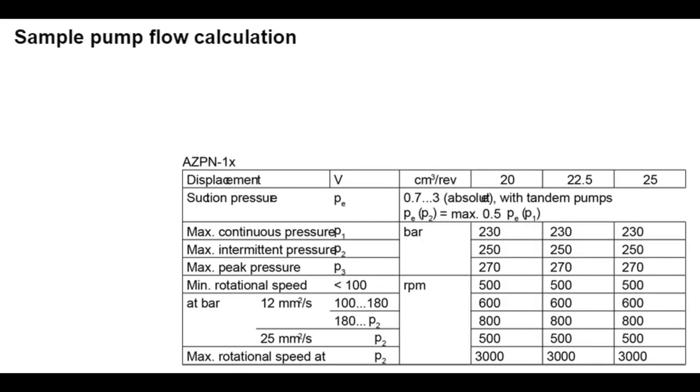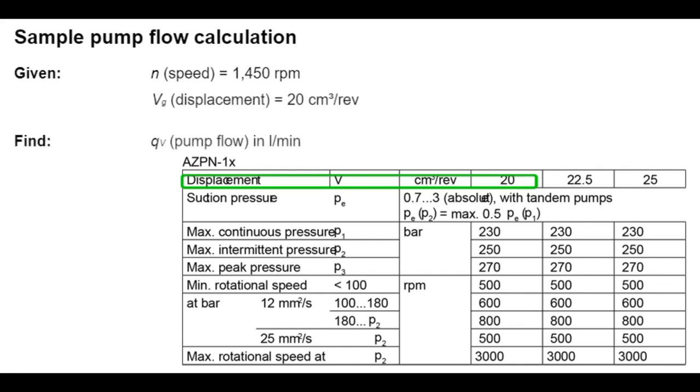Here is an example of a simple calculation. An external gear pump from the Rexroth range is operated at 1,450 revolutions per minute. The displacement per revolution is 20 cubic centimeters. We want to find the pump flow in liters per minute. For simplicity, we use the numerical equation for the solution. The result is 29 liters per minute.